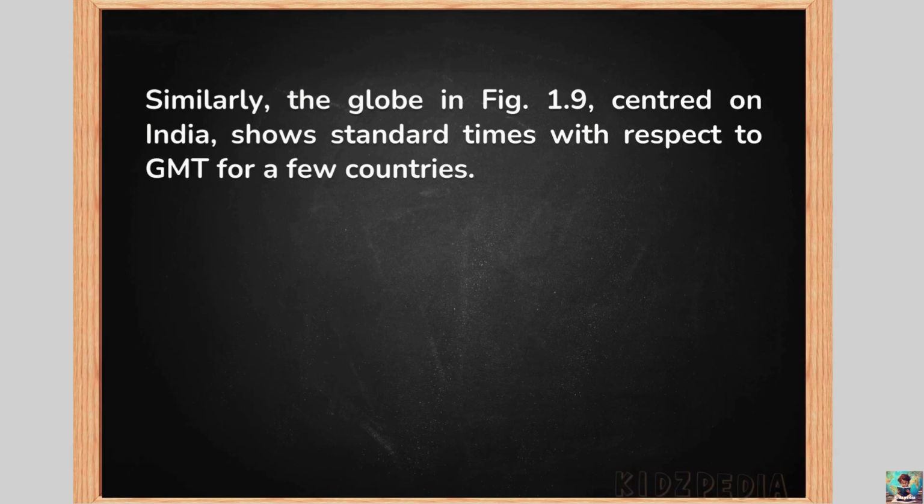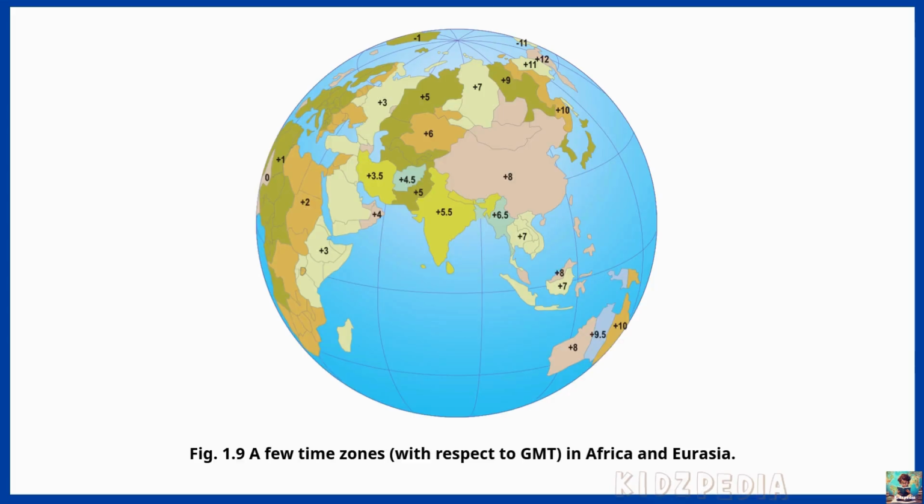Similarly, the globe in figure 1.9 centered on India shows standard times with respect to GMT for a few countries. Figure 1.9: a few time zones with respect to GMT in Africa and Eurasia. Eurasia means Europe plus Asia. It's one big piece of land that includes both continents, Europe and Asia. Here, you can see a globe that shows the standard times of different countries compared to GMT. The globe is centered on India.